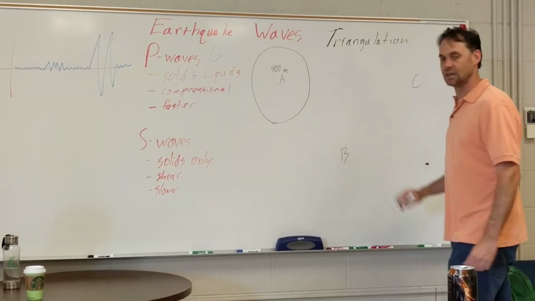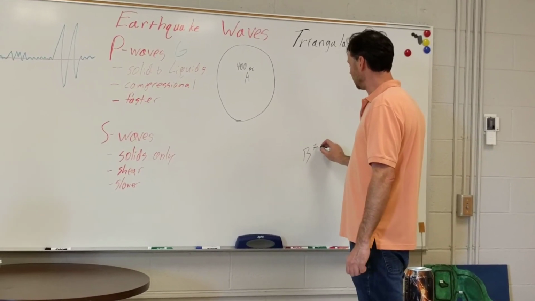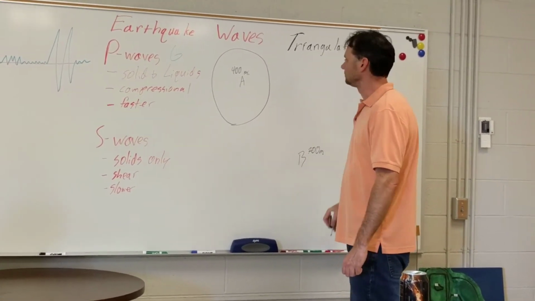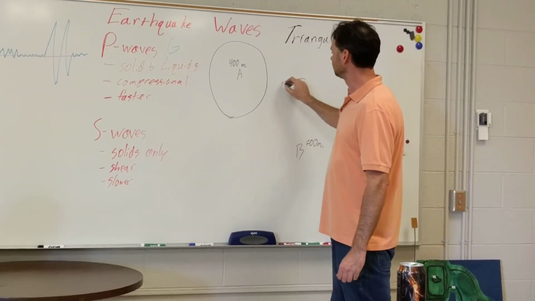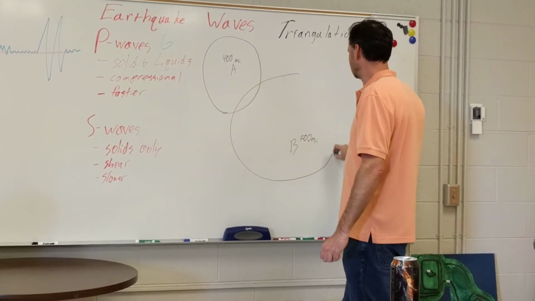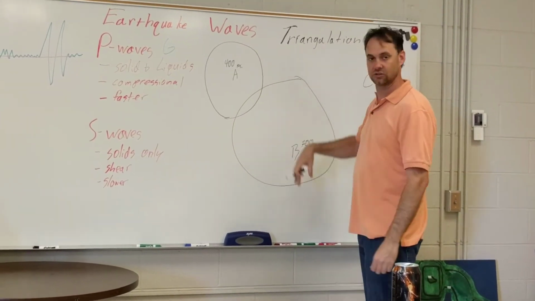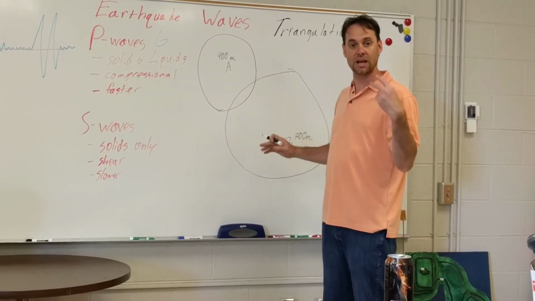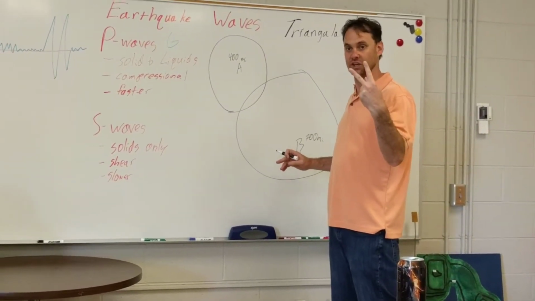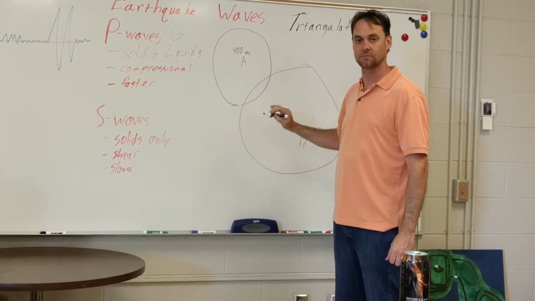If we do the same thing with location B and find that it is 700 miles away, we can draw another circle and know that somewhere on that circle is the location of our earthquake. But now we've narrowed it down to 2 possible locations because we have these intersecting circles. So it can either be here or here.